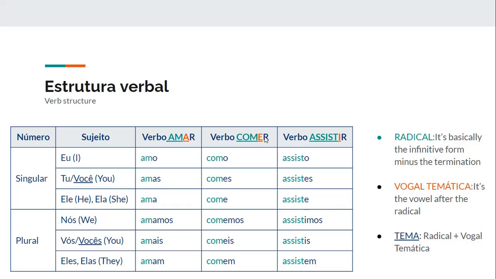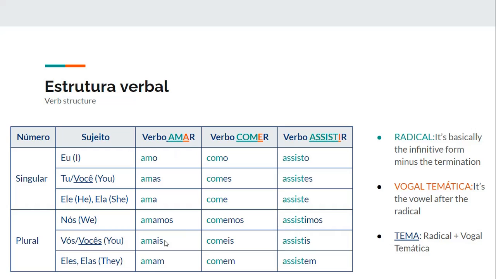And the same for comer. So comer minus er, and then we have com, which is the radical. Vogal temática is letter E. And last, tema, the combination of radical and vogal temática, is come. And last, assistir minus ir, and then we have assist, which is the radical. The vogal temática is letter I, and then we have tema, which is a combination of radical and vogal temática, and then we have assisti. Assisti is the tema of the verb.